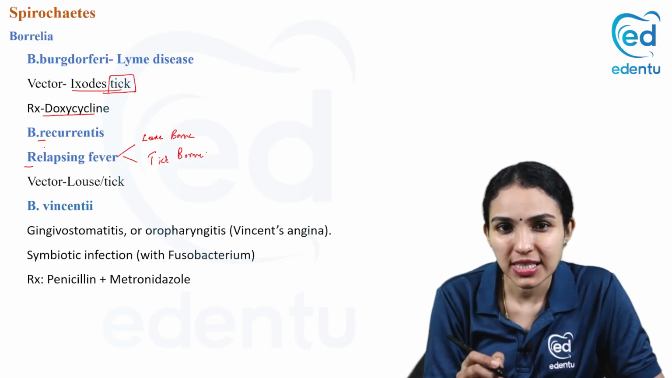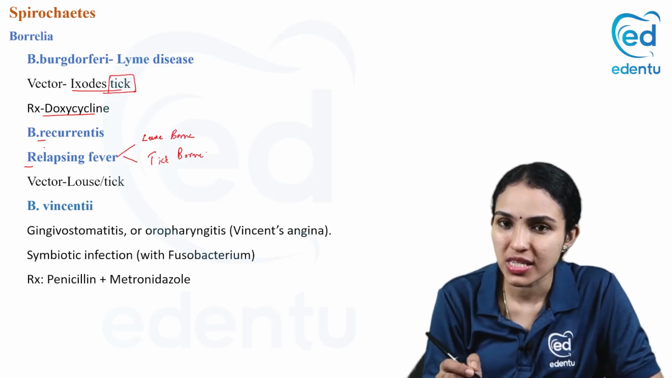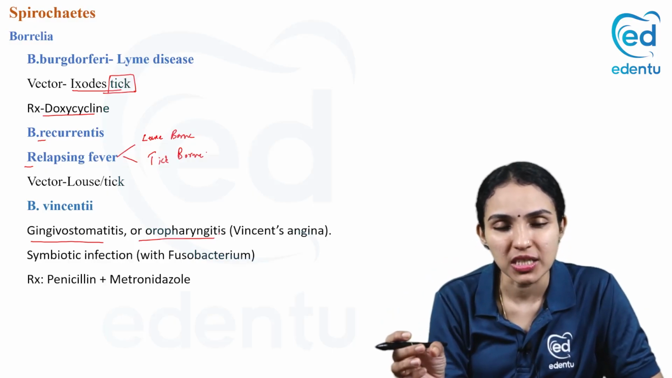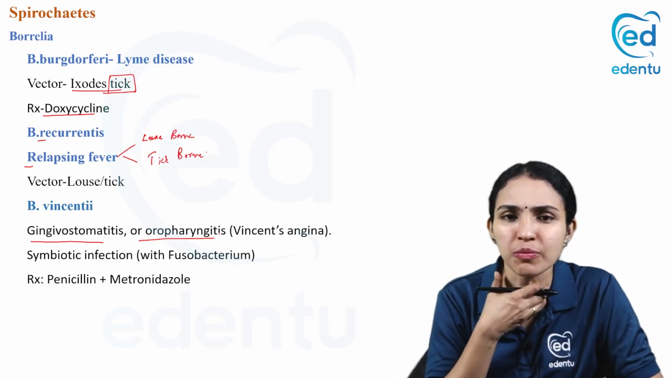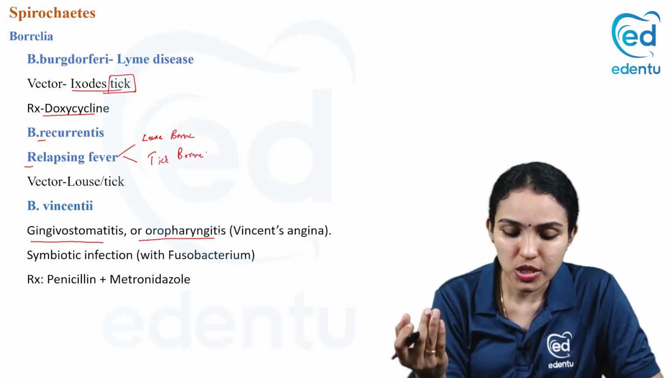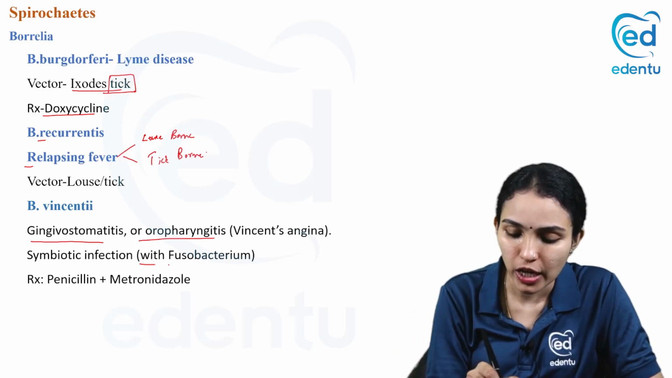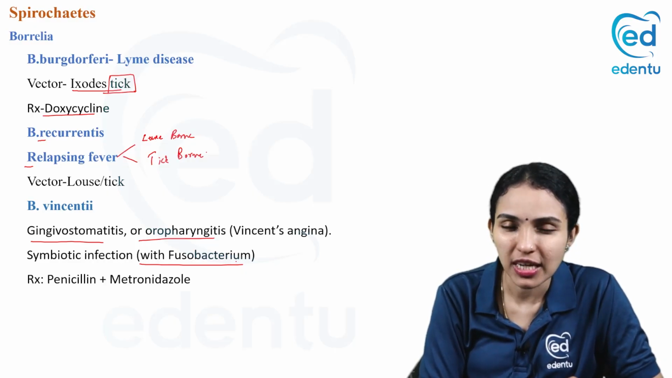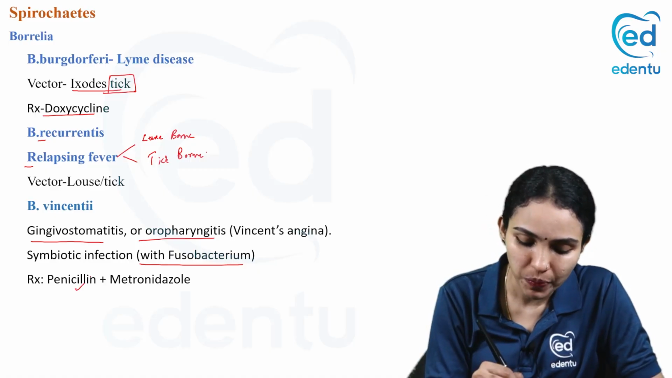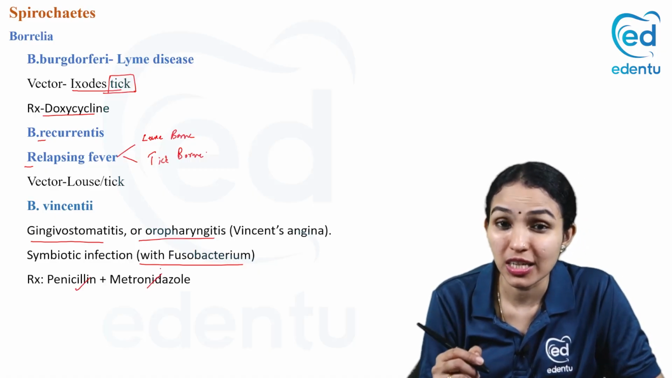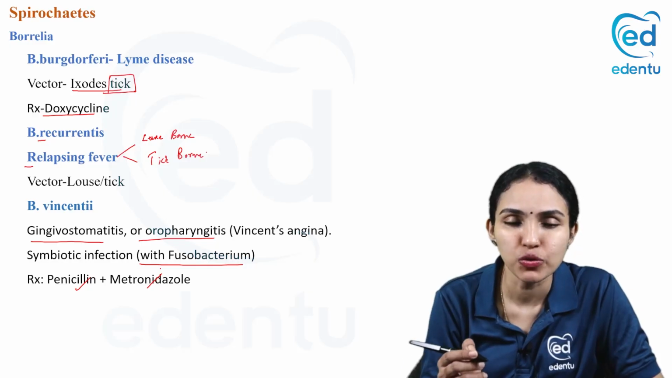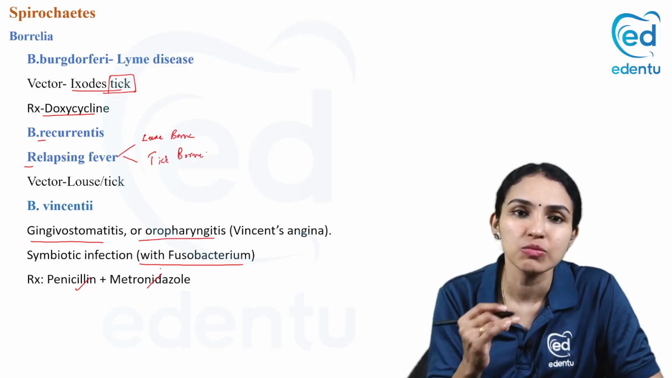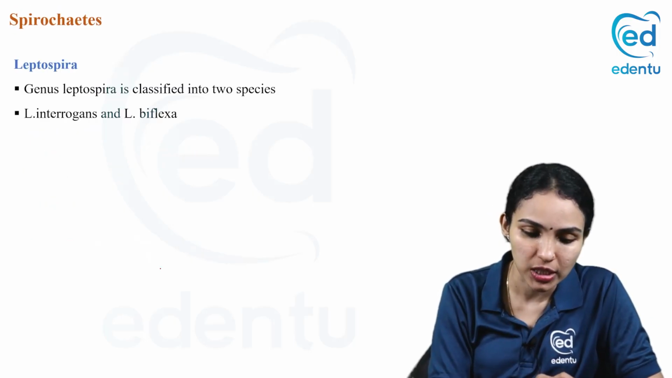And coming to vincentii, which causes Vincent's angina. What is meant by Vincent's angina? It is nothing but gingivostomatitis or oropharyngitis. It causes inflammation of the gingiva, of the oral mucosa, or of the pharyngeal mucosa. This always causes a symbiotic infection along with Fusobacterium, which is an anaerobic bacteria. So that is Borrelia vincentii. To treat it, you give penicillin plus metronidazole because it's a symbiotic infection with an anaerobic organism, so you require metronidazole also. So these are the three Borrelia species that cause the important diseases: Lyme disease, relapsing fever, and Vincent's angina.